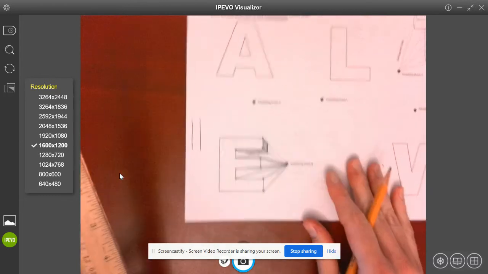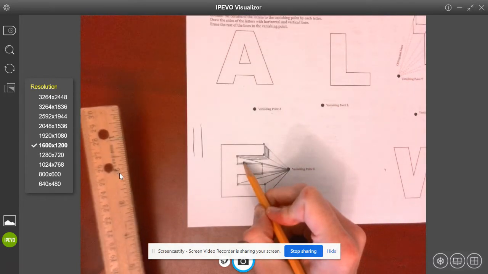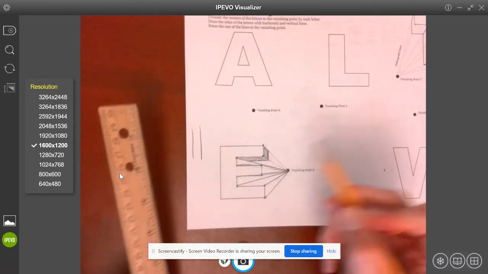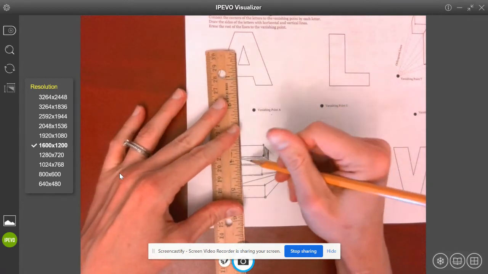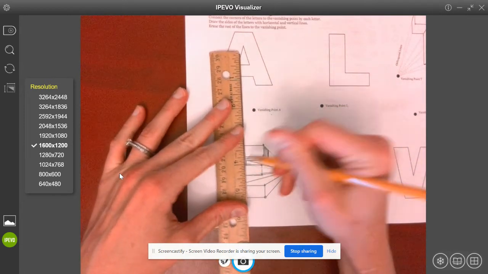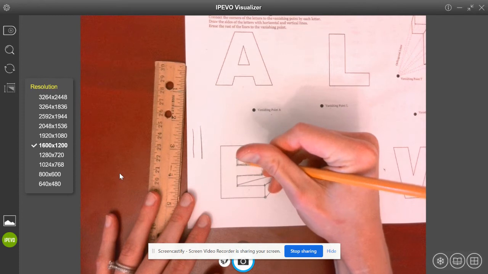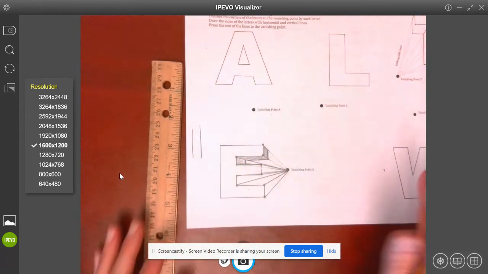All right, so the next section I have is this little sliver right here. So I have to go to the side of the E, move it over, and then I'm going to shade it in, just like that.